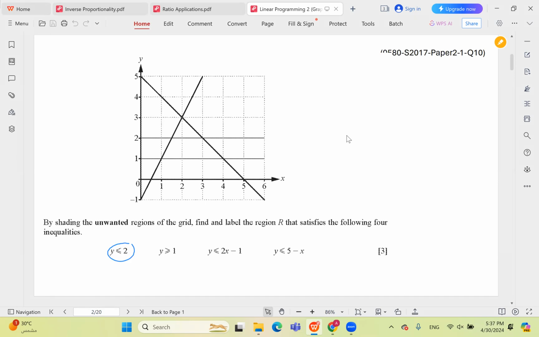So of course, this line here is y equals 2. And we want y to be less than 2. So we're going to shade above 2. We're going to shade everything that is greater than 2. This is all now unwanted regions.